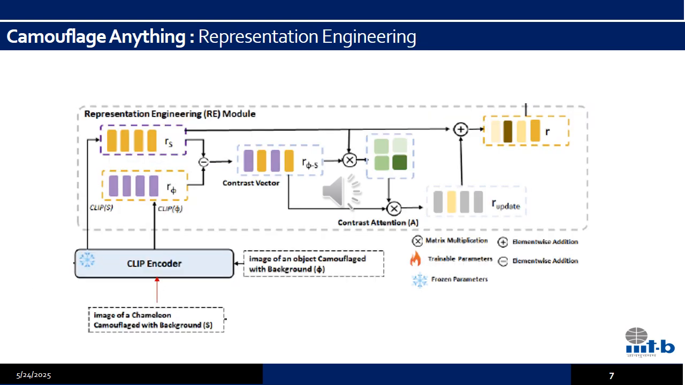In this slide, we present the representation engineering module. What we do is find a contrastive representation, which we call the contrastive vector, and apply cross attention with the actual representation. And then we find an updated vector that is used to update the representation. More details can be found in the next slide and in the main paper.